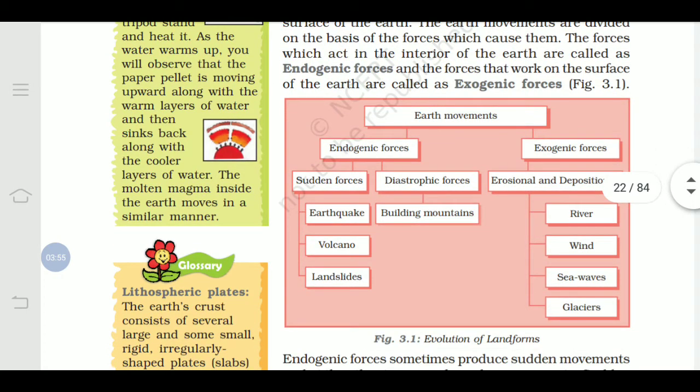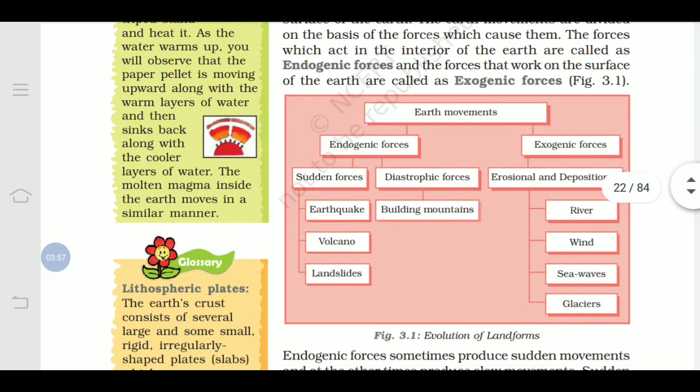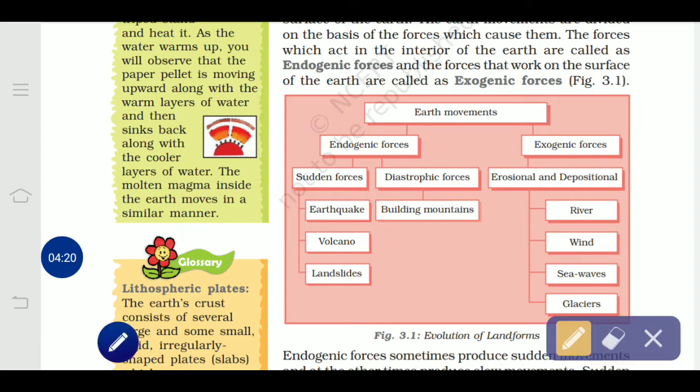Here you can see the flow chart. This you have to make in your FNB after writing down the glossary as an important note. First you have to write down the topics of important notes, then you have to make this table also. That is compulsory. Please make it. So here we have already read that the earth's movement is divided into 2, that is endogenic and exogenic. You can see here the endogenic and the exogenic forces.